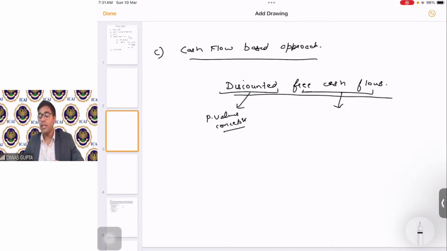What do you mean by free cash flows? Can anyone attempt this? What is exactly meant by free cash flow? I've opened it for everyone to put their thoughts. See, cash flow we understood. Cash flow is your regular cash inflow and regular cash outflow. But what is the free cash flow? If anyone wants to share their thoughts.